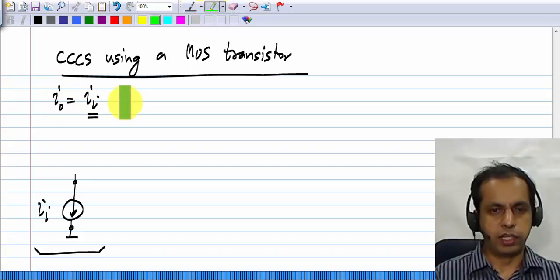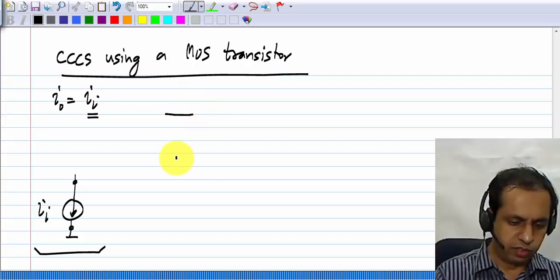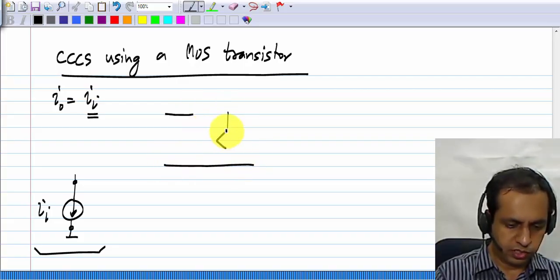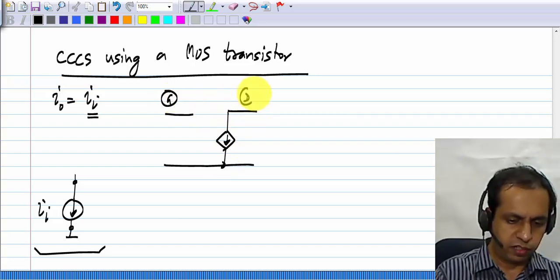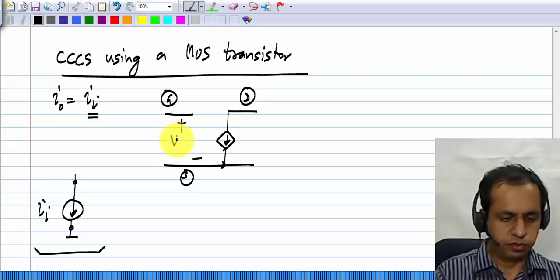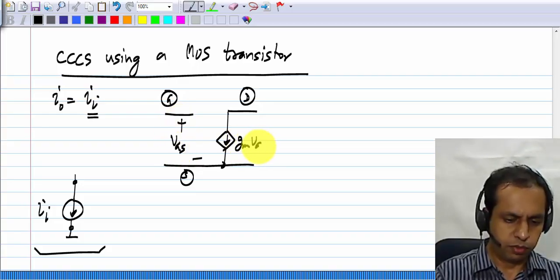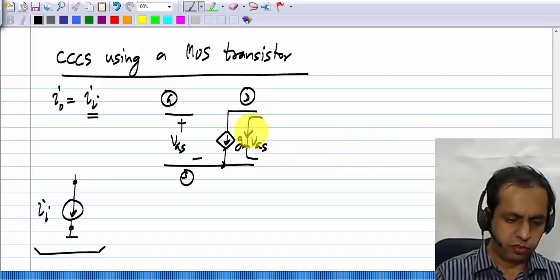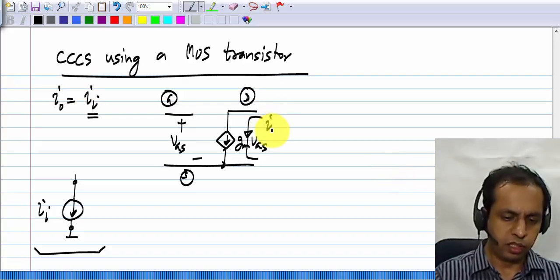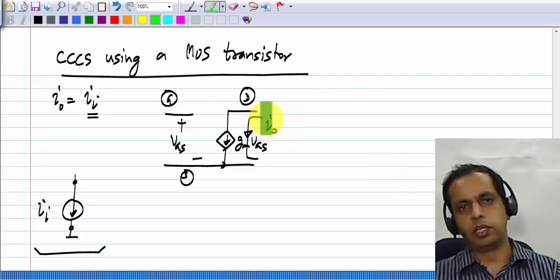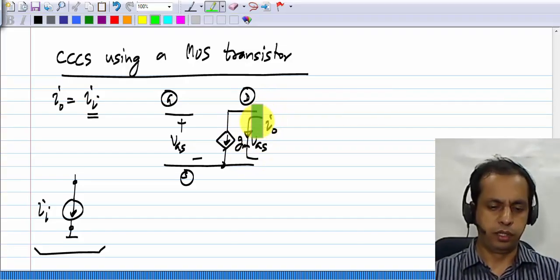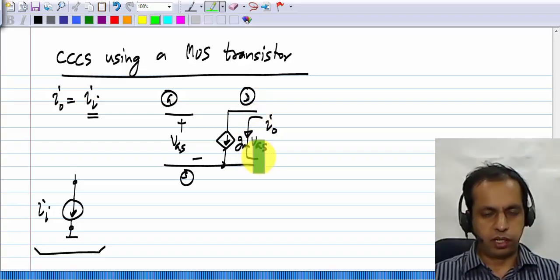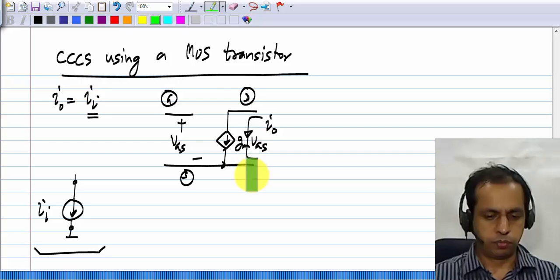Now I want I naught equals Ii. And what is this I naught? We have the MOS transistor with its gate, drain and source terminals. This is VGS and this current is gm VGS. And the incremental drain current flows from drain to source, and that will be the output current I naught. So that's where a current flows in a MOS transistor, and that has to be the output current of our circuit. So this current flows from drain to source.